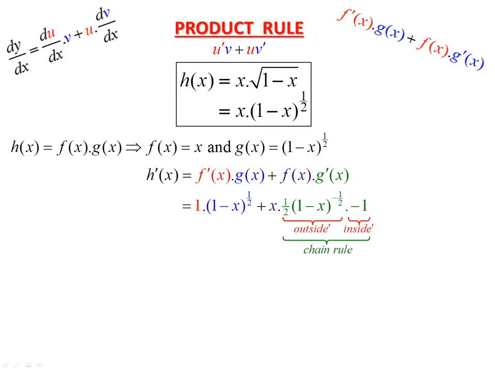Now have a look at that. There is our chain rule. Differentiate the outside, so therefore half times the bracket to the negative half. Multiplied by the derivative of the inside. The derivative of 1 minus x is negative 1. There's your chain rule. Now to simplify that, we need to get rid of the negative exponent.